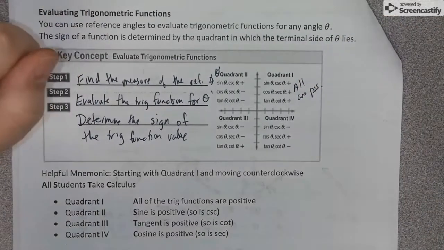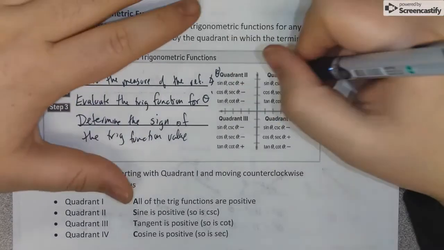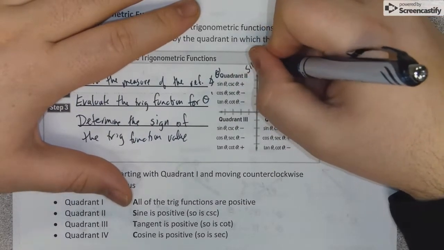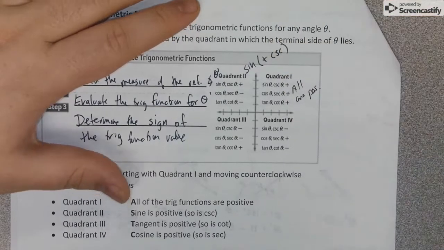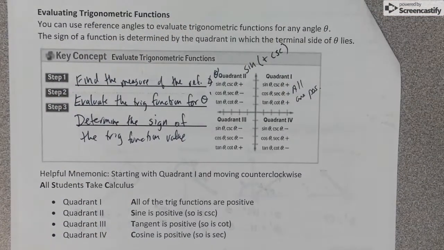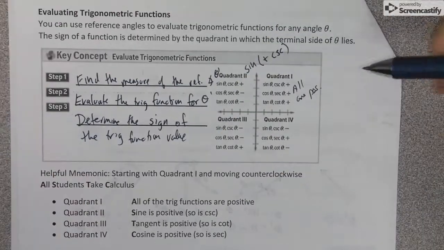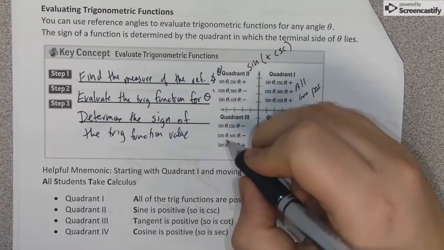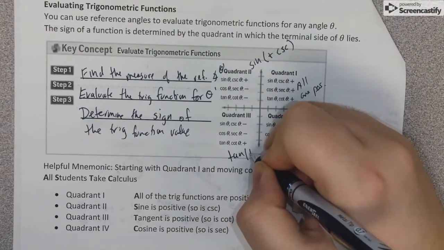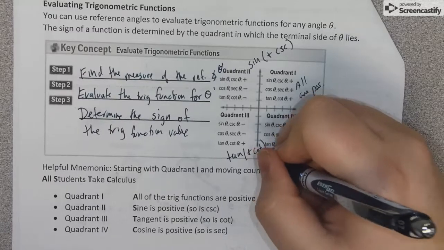In quadrant 2, the only thing that's positive is sine, and so then by default, cosecant is also positive. Everything else in quadrant 2 is negative. So cosine, secant, tangent, and cotangent, those are all negative. In quadrant 3, the only thing that's positive is tangent. So we say tangent, then cotangent would also be positive.